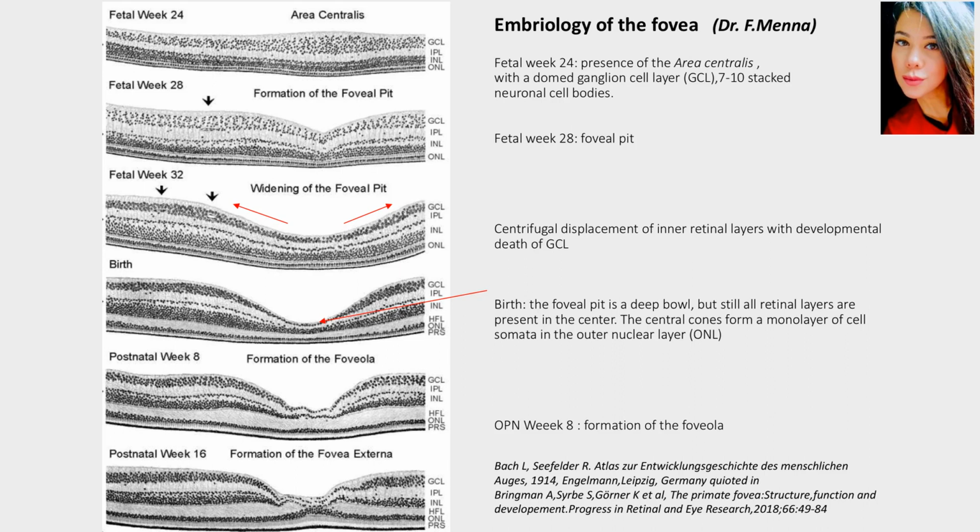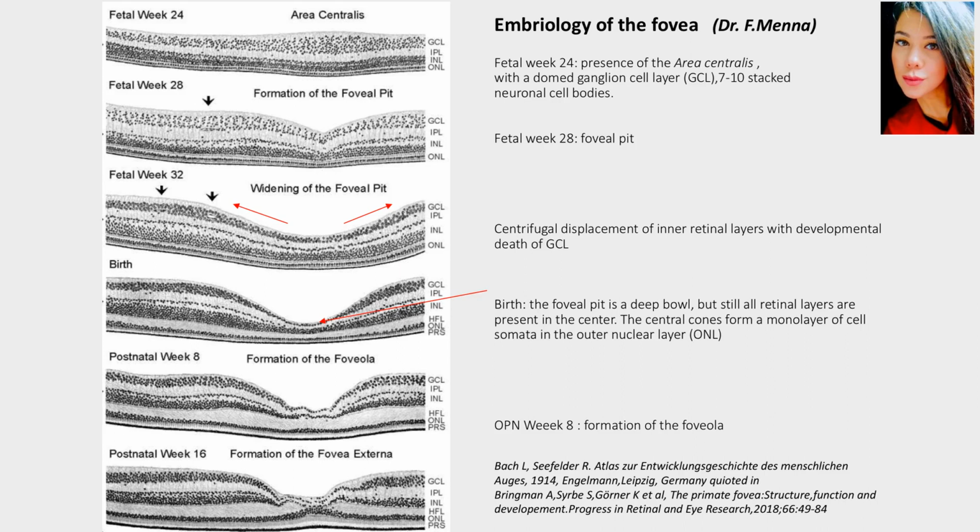At 24th fetal week there is the presence of the area centralis with a domed ganglion cell layer. At 28th fetal week there is the presence of the foveal pit. By centrifugal displacement of the inner retinal layers, which increases the transparency of the central foveal tissue, the primate fovea improves the quality of the image received by the central photoreceptors.